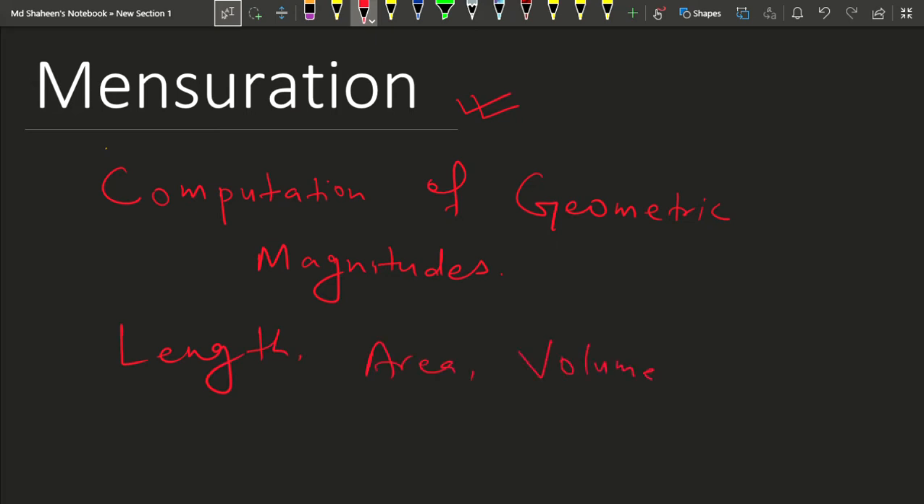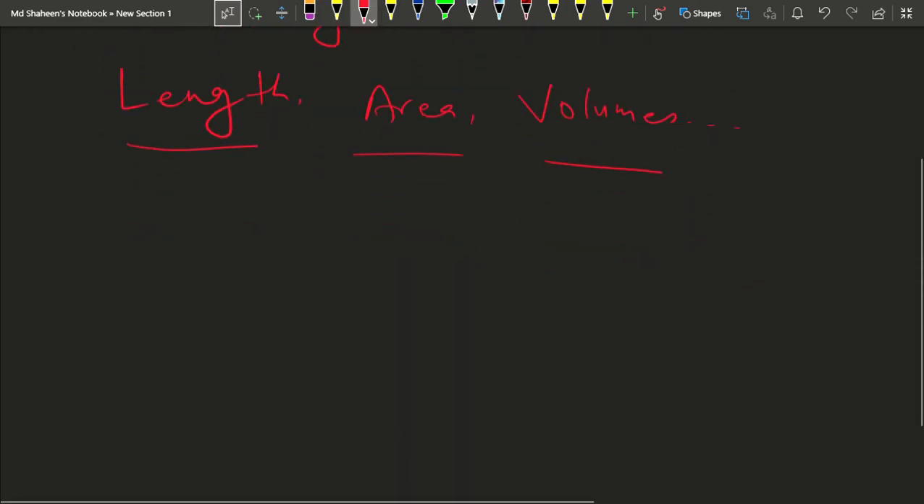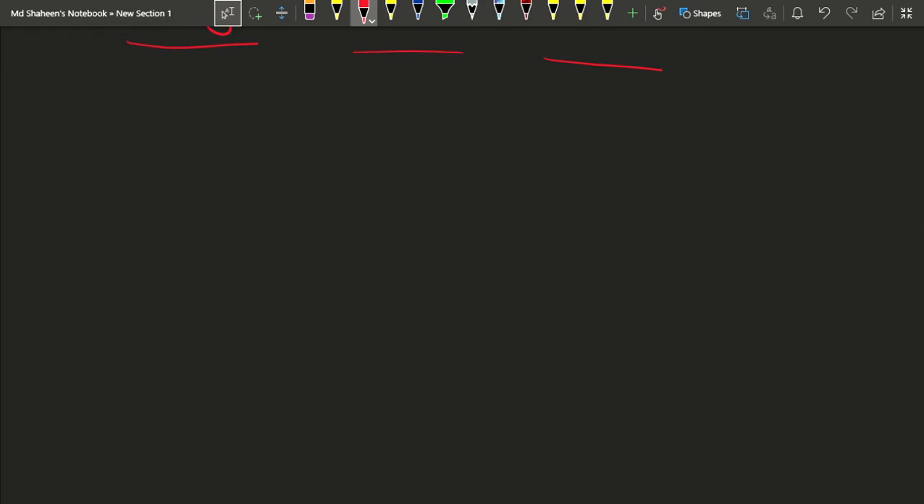So in mensuration, we will study how to compute lengths, we will compute the area of some shape or figure, and we will compute the volume of some shape or figure. So it's clear what mensuration is. Now let's come to the next point. How will you define a figure?